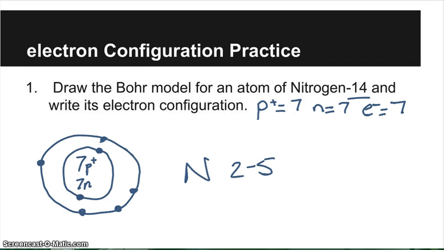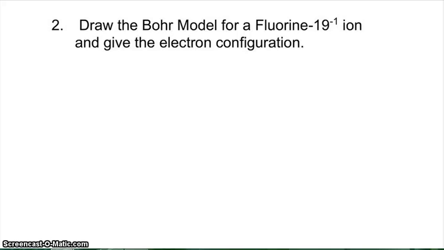All right, one more before we're done, and this is just to throw a little curveball at you. Draw the Bohr model for a fluorine-19 -1 ion and give the electron configuration. All right, so fluorine-19, we're going to do the same thing we did last time. Let's find the protons, neutrons, and electrons.